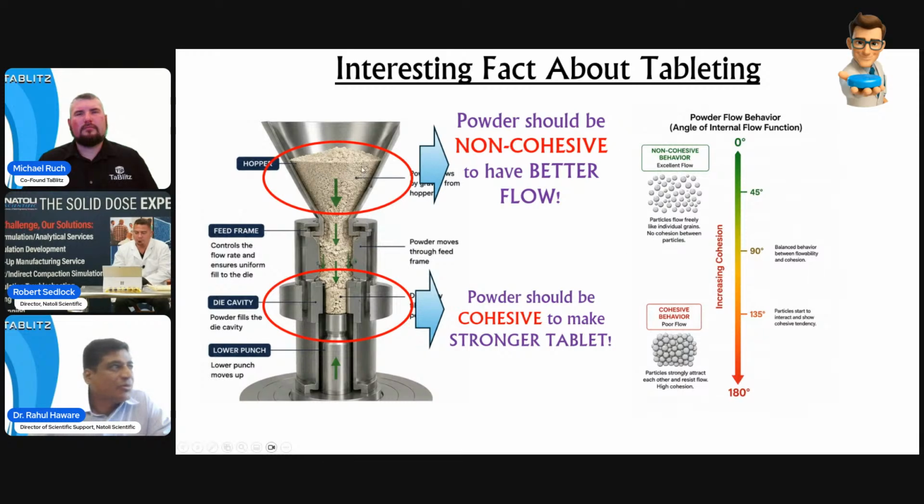So when powder is here in the hopper, it should be non-cohesive. When it is here in the die cavity, it should be cohesive. So definitely we are asking a lot of that powder. And that's why we need that balanced behavior in fractions of a millisecond. And that's why when people are saying tableting is very easy, I'm not 100% agree with that one.